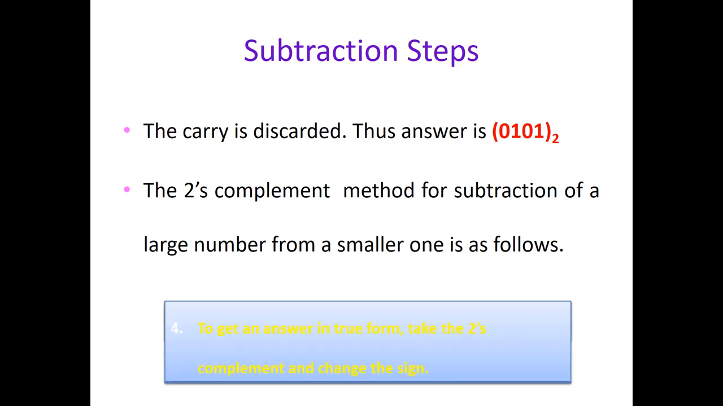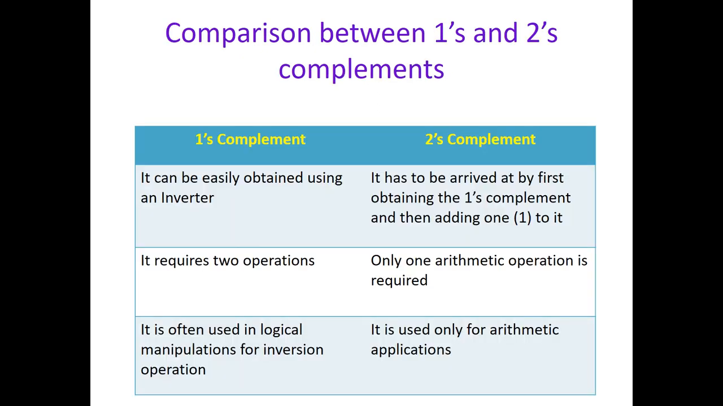So and then you put a minus sign before that. Now just a comparison between 1's and 2's complements. We studied 1's complements and 2's complements, just comparing them for subtraction. Now 1's complement is very easily obtained using just an inversion of digits, and 2's complement has to be arrived at by first obtaining the 1's complement and then adding 1, or there's a trick also which you can use.